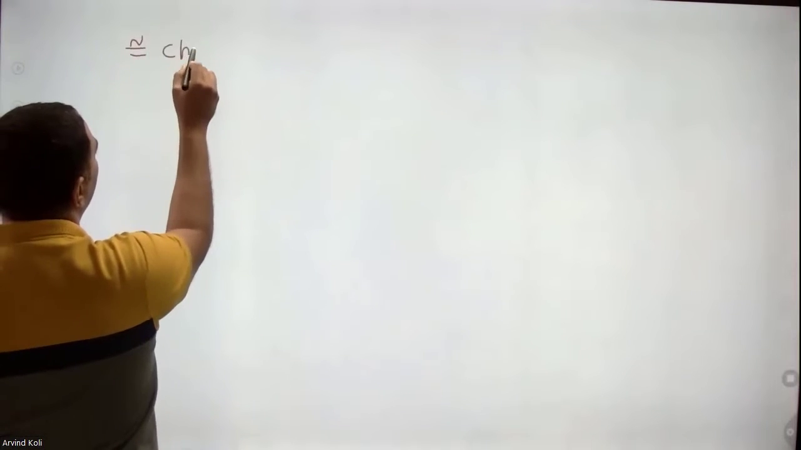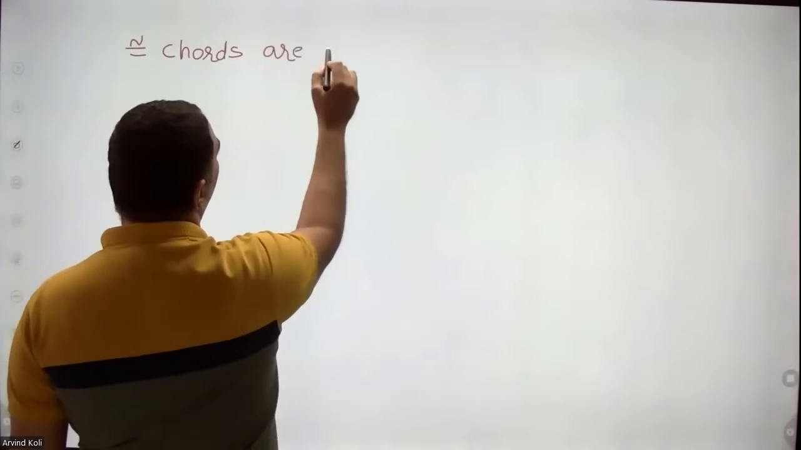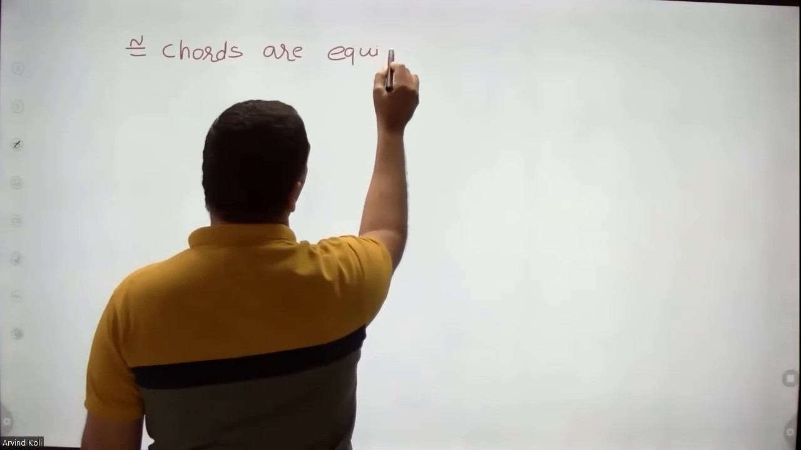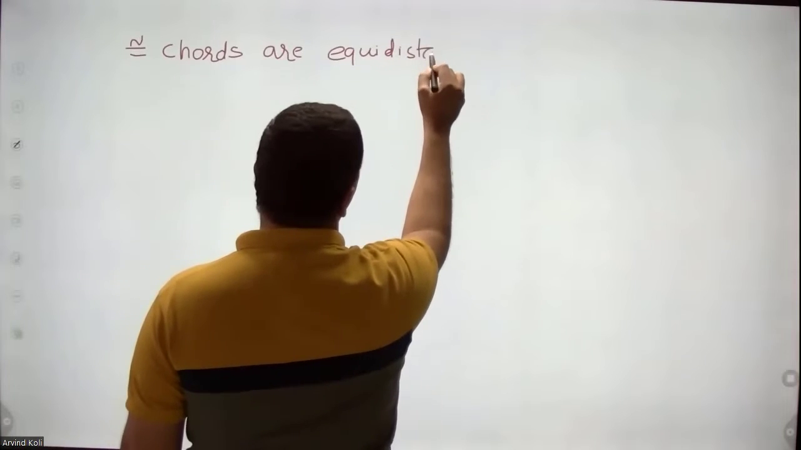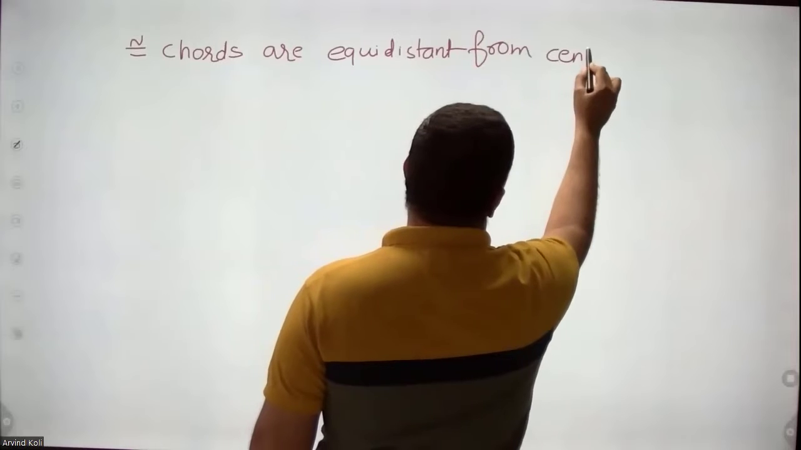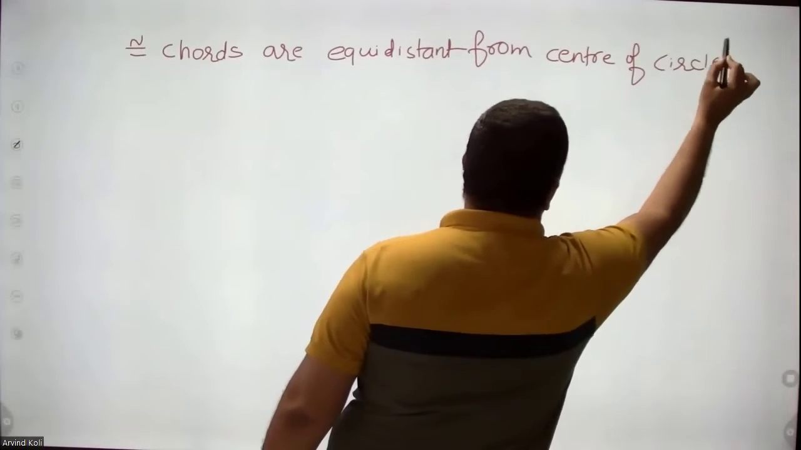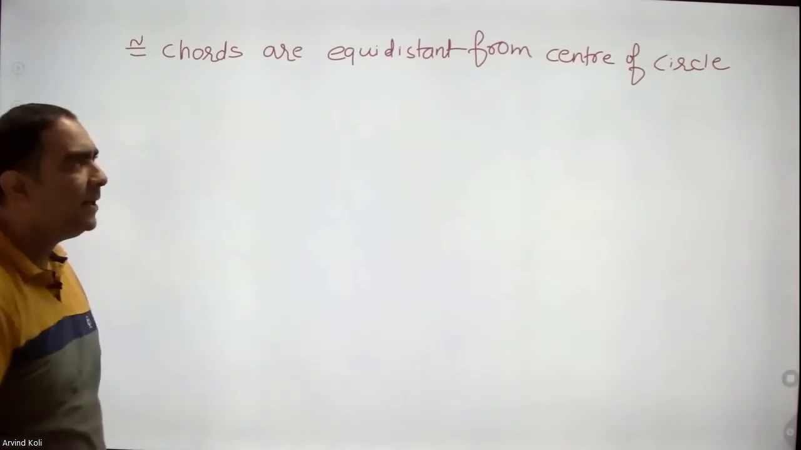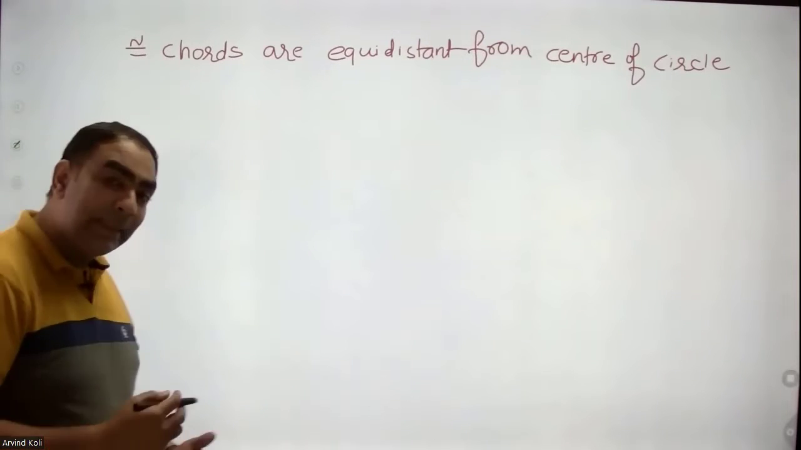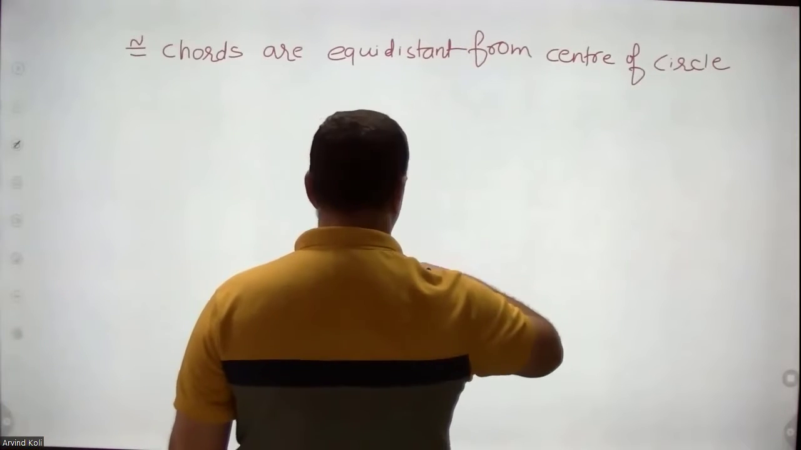Congruent chords are equidistant from center of circle. Congruent chords are equidistant from the center of the circle. अच्छा, मतलब क्या इसका वो अभी समझते हैं. थोड़ा अच्छे से ड्रॉ कर लेता हूं.